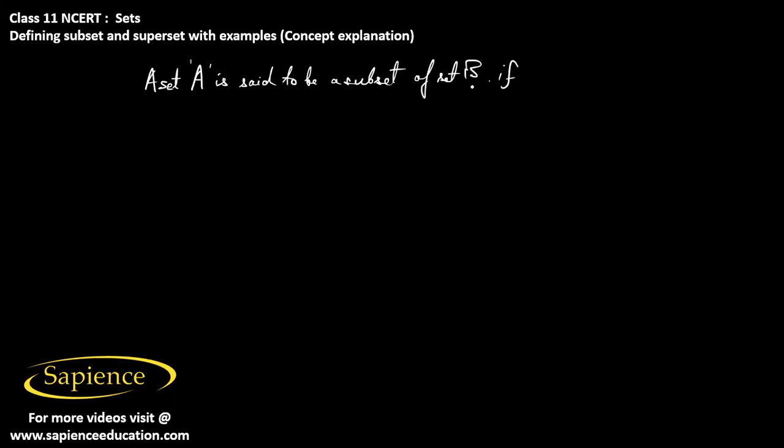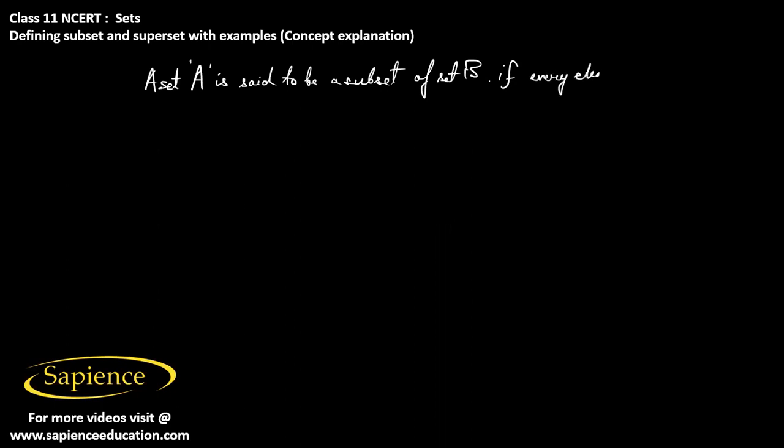So here we shall explain the concept of a subset and superset with some examples. The definition is that a set A is said to be a subset of a set B if every element of the set A is also an element of the set B.